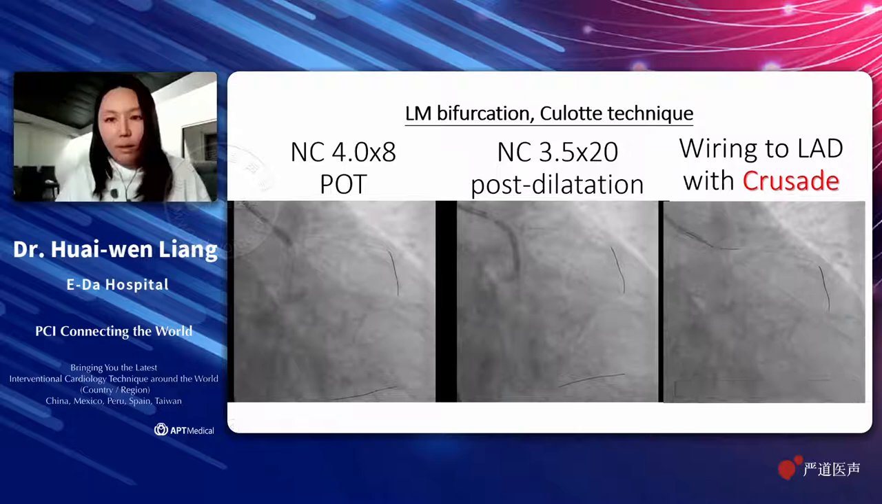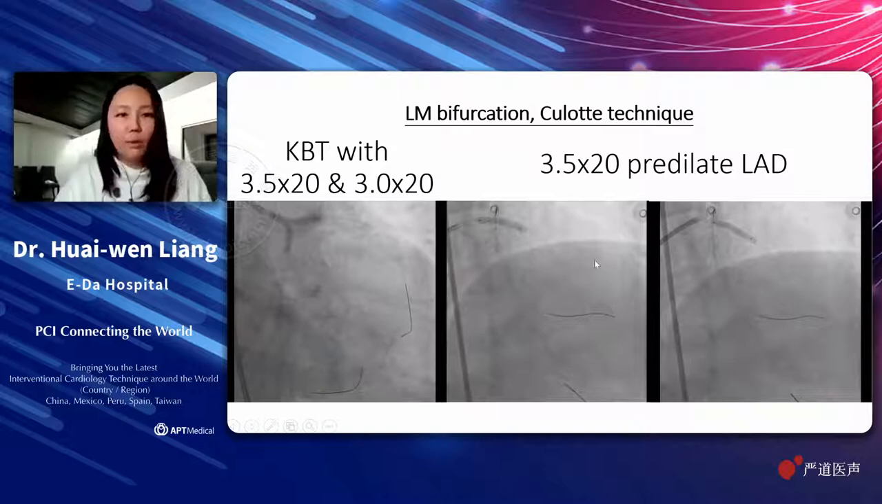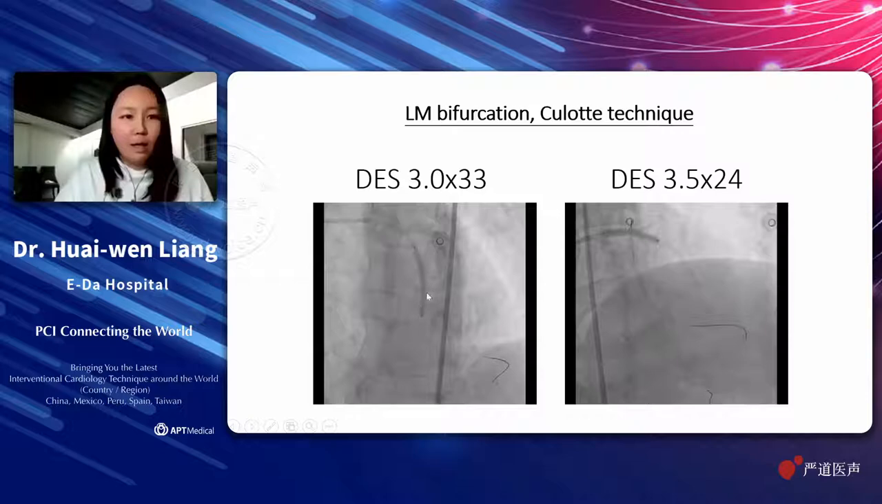And after wiring to the LAD, we perform the first kissing balloon technique. After kissing balloon, we use a 3.5 balloon to prepare the LAD. Then we put two stents in the LAD. One is from mid to proximal, because after balloon dilatation there is some dissection. And the other from proximal into the left main.